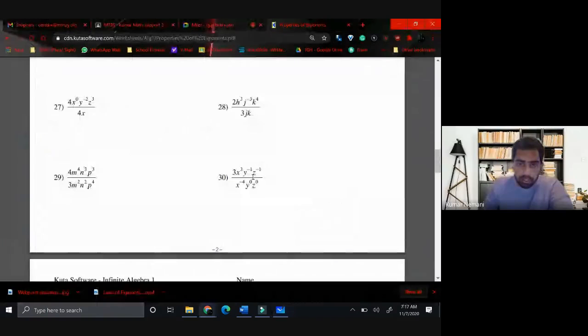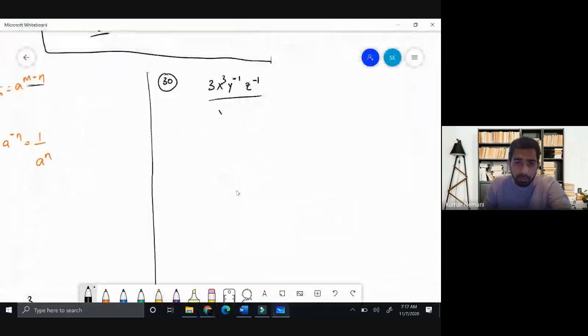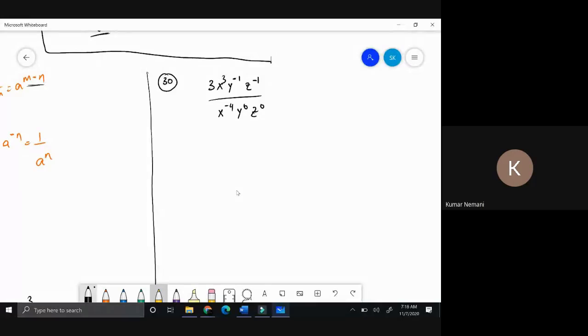You have x power negative 4 y power 0 z power 0. You know that any number raised to the power of 0 is going to be 1. So you don't have to worry about these two, because 1 multiplied by 1 is 1, and 1 multiplied by any number is the number itself. So we have 3x cube y power negative 1 z power negative 1 divided by x power negative 4.